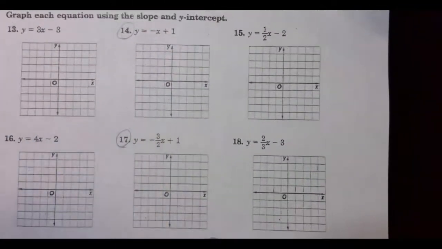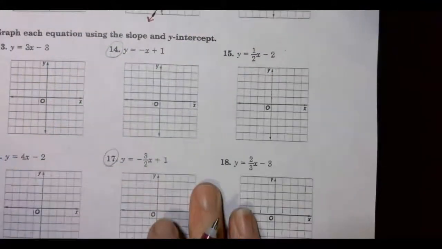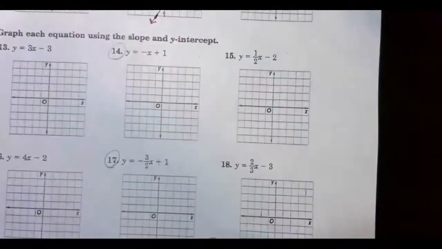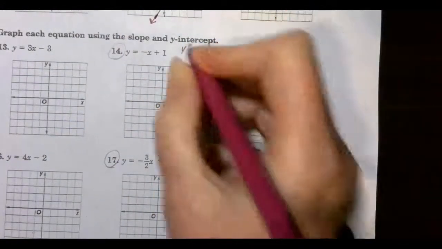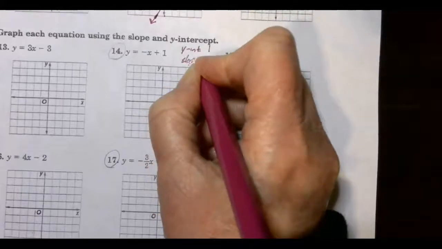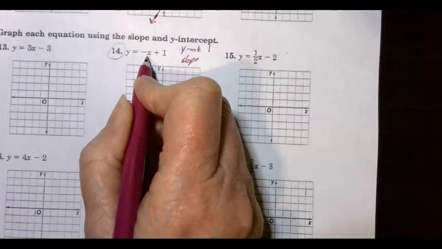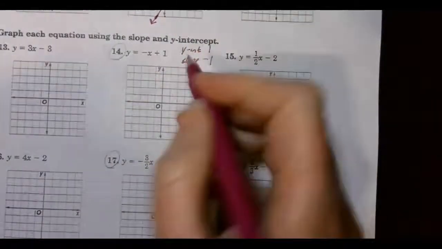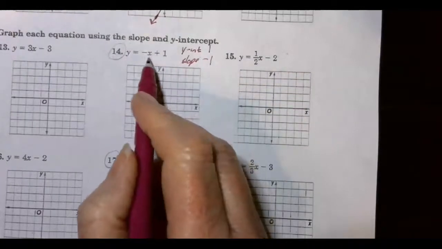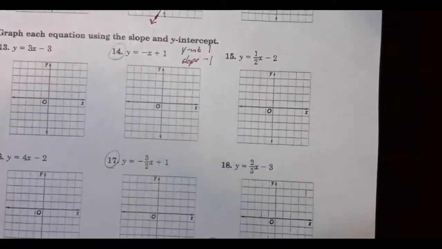On number 14, it's pretty obvious what our y-intercept is, and I like to write it down if it's not written out for me. So my y-intercept is 1. My slope, now look at that. What is the number there? We don't see a number there, but it's got to have a number. Remember what it is? It's negative 1. So I'm going to write my slope, which I'm not going to write. It is negative 1. If I ever see a variable without a coefficient, I know that coefficient is 1. And here it happens to be negative.